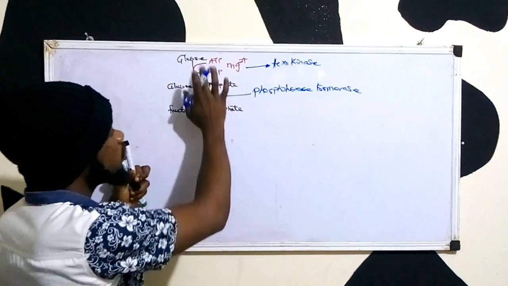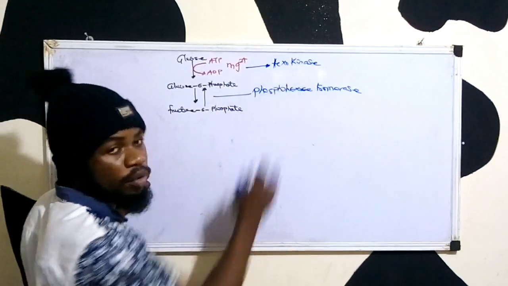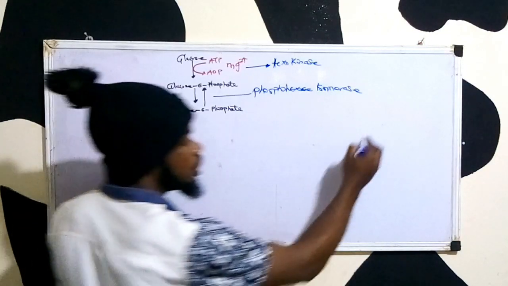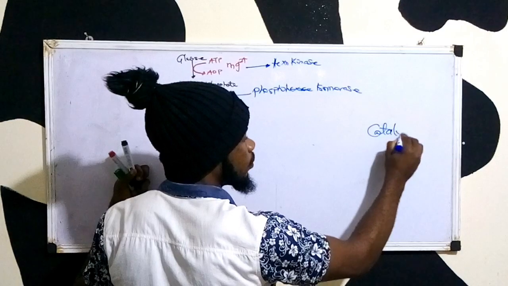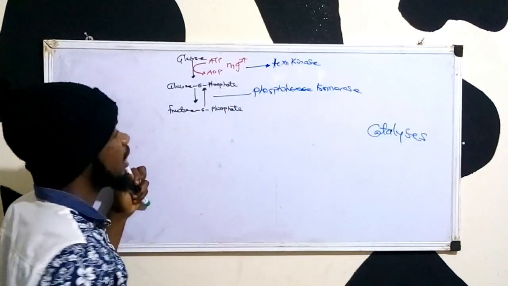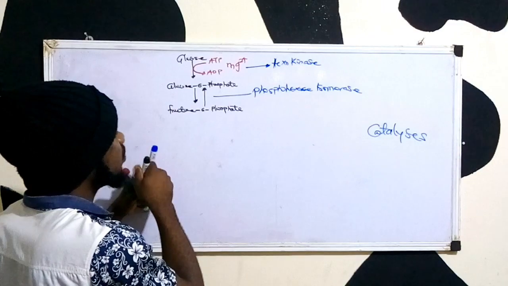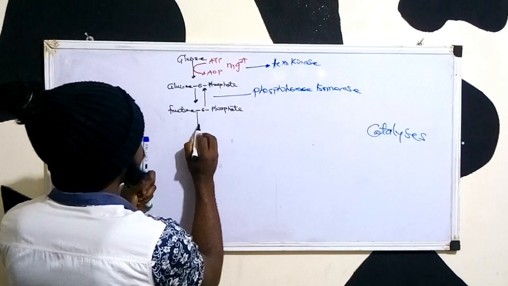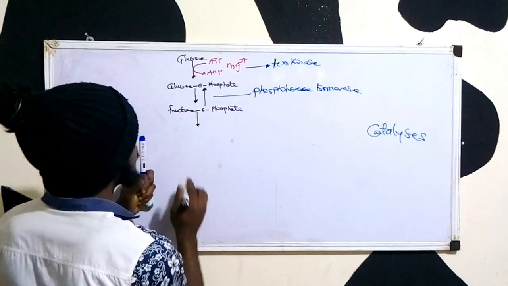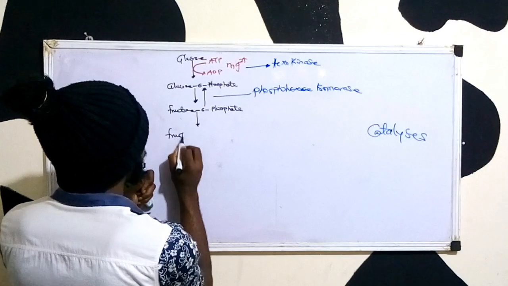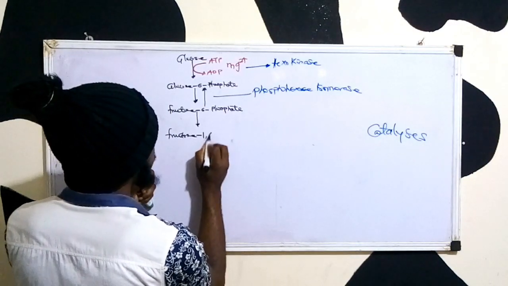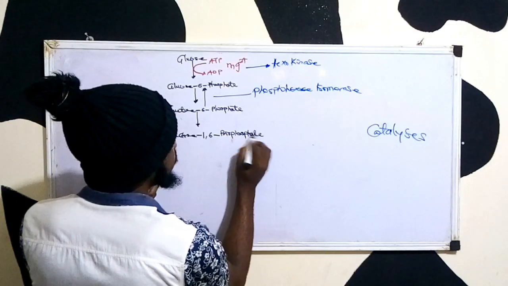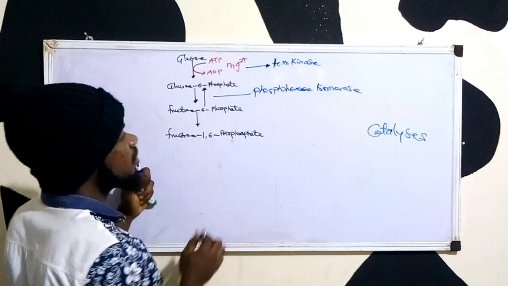Like I said, all these reactions are not possible without the help of enzymes. At each step, there is an enzyme that catalyzes each reaction. Now, that being said, this is converted to another compound called fructose 1,6 bisphosphate. And here, this is step 3.